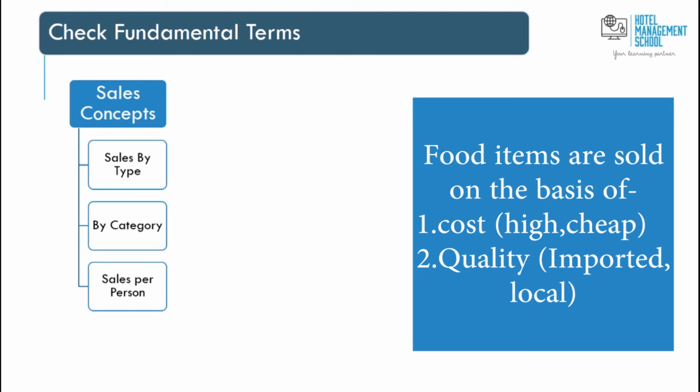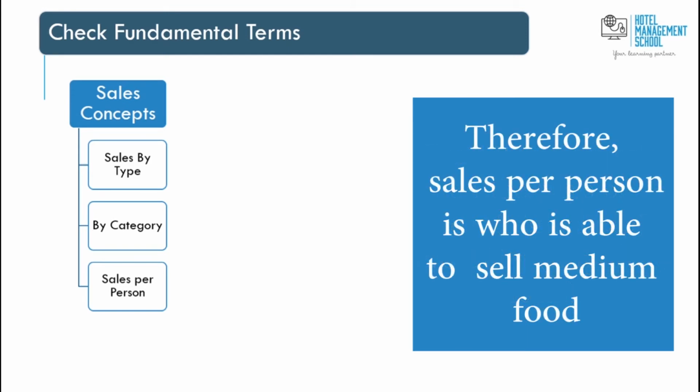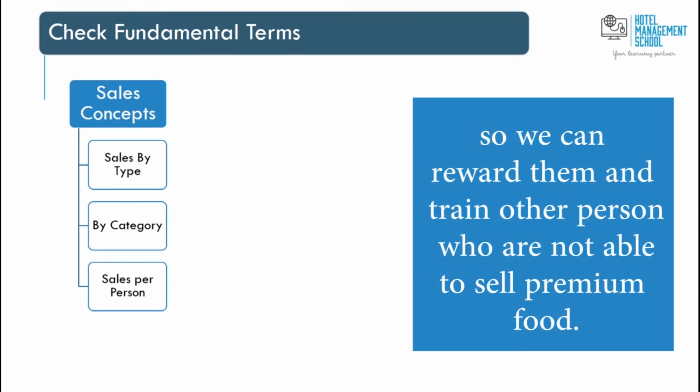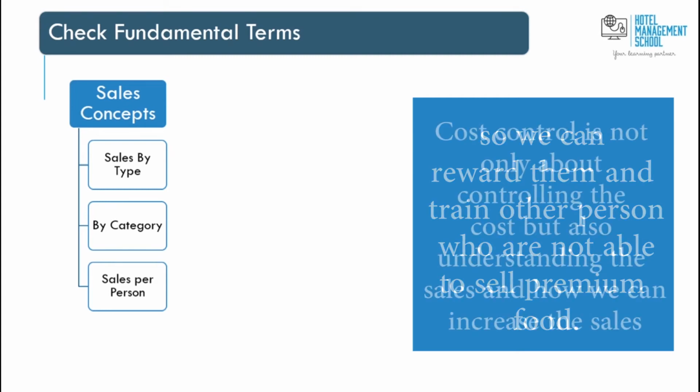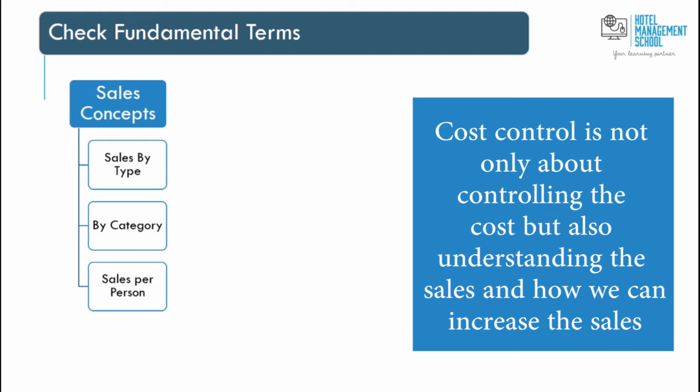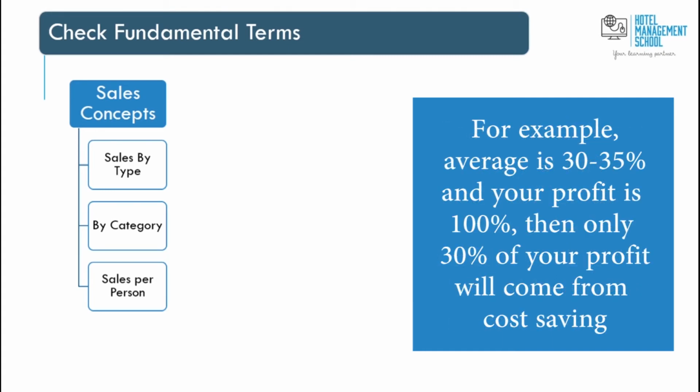What we are trying to understand with sales per person is who is able to sell the premium food, so that we can reward them and we can train the other people who are not able to sell the premium foods. So cost control is not only about controlling the cost, it's also understanding your sales and how you can increase the sales.